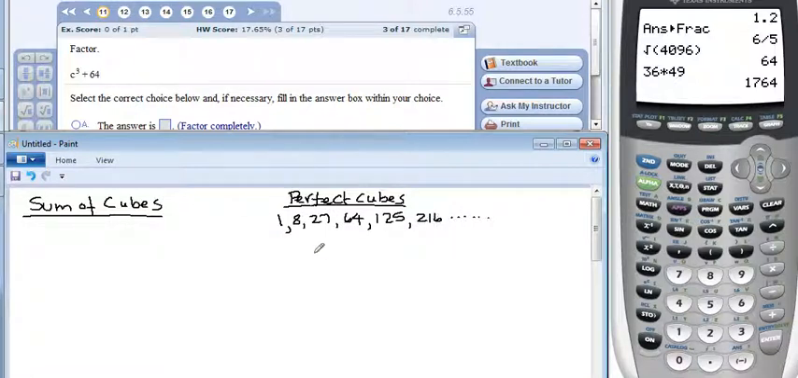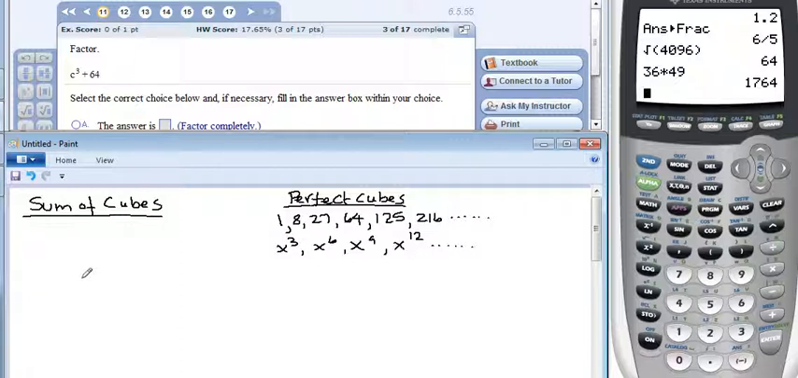On my variables, I have any power that's divisible by 3. Right? Because I can take a third of all of these. Just like on my squares, I took a half of all of them, so I wanted all numbers that were divisible by 2. Now I want all numbers that are divisible by 3 for my powers.